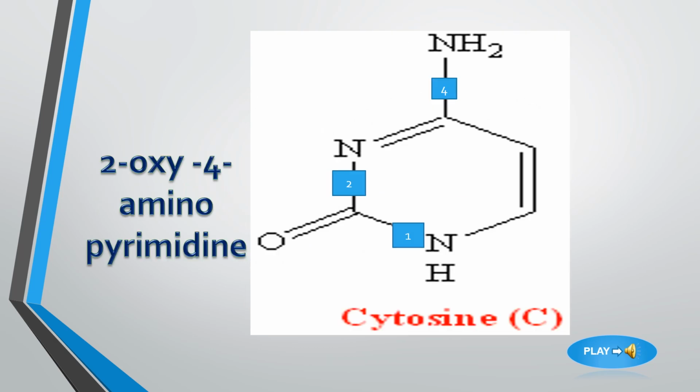Cytosine is a pyrimidine base present in DNA and RNA. The chemical name of cytosine is 2-oxy-4-aminopyrimidine. That means an oxy group is present in the second position and an amino group in the fourth position. Cytosine is present in both DNA and RNA.